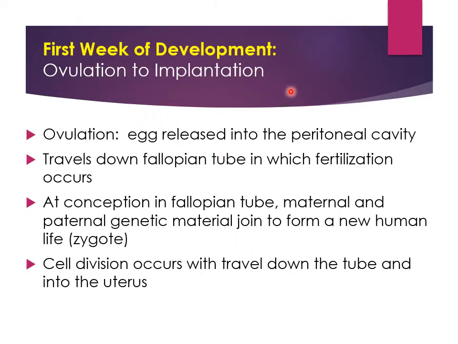The first week of development starts with ovulation and lasts until implantation. Ovulation means that the ovum, or egg, is released into the peritoneal cavity. It travels down the fallopian tube, in which fertilization occurs. At conception, the maternal and paternal genetic material join to form the zygote. Cell division occurs as it travels down the tube and into the uterus.